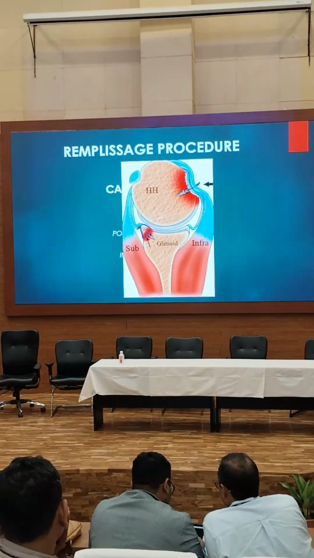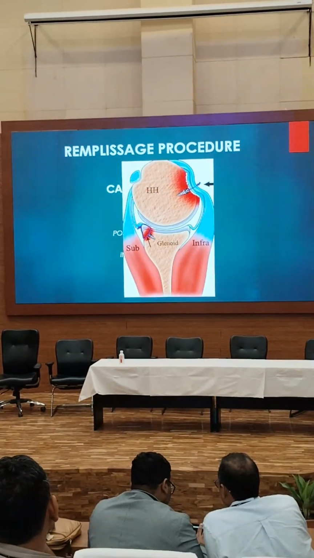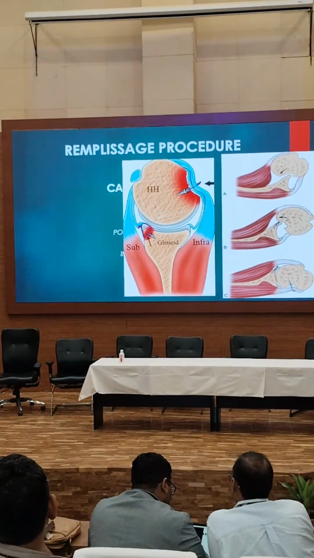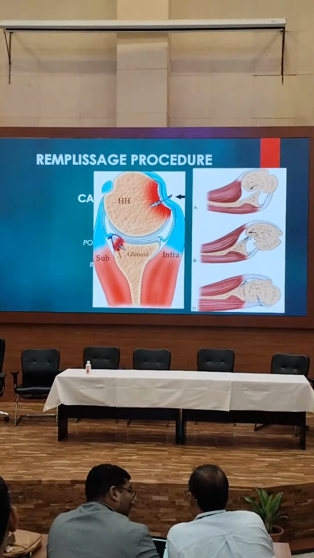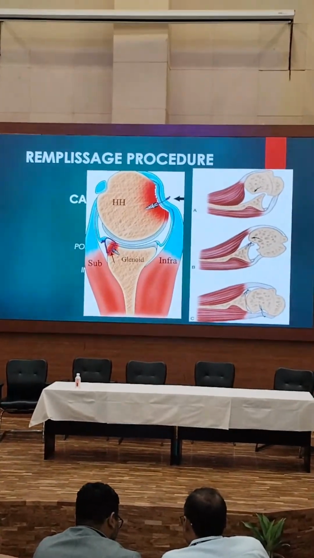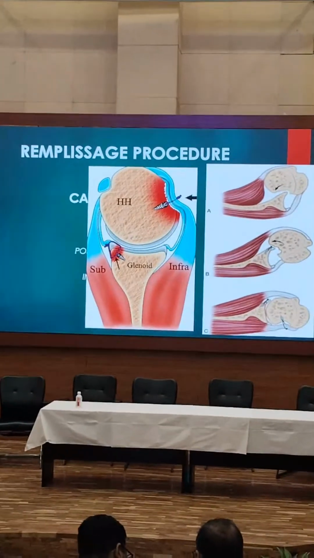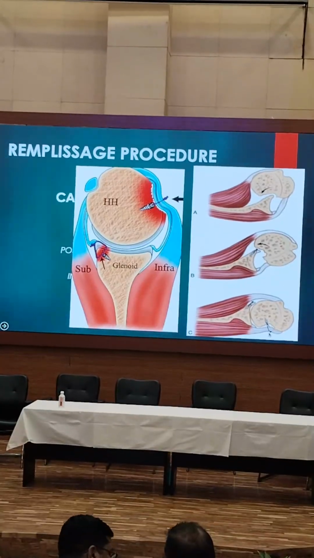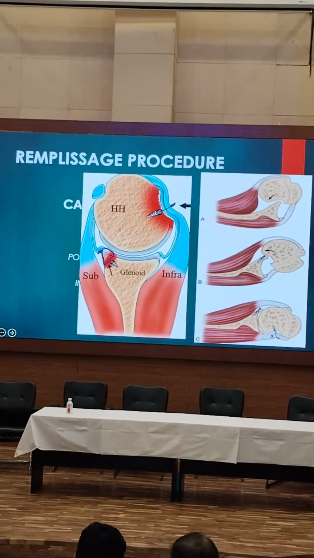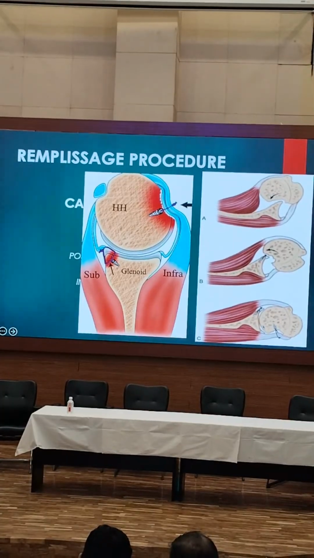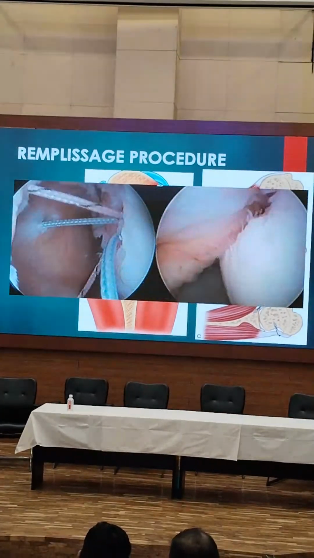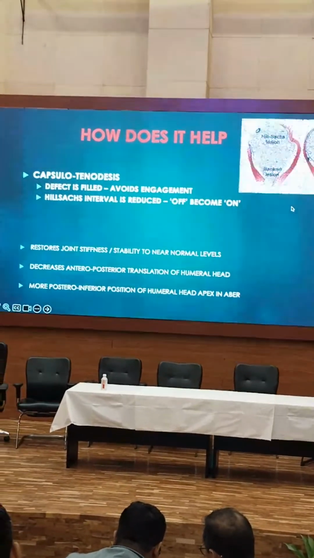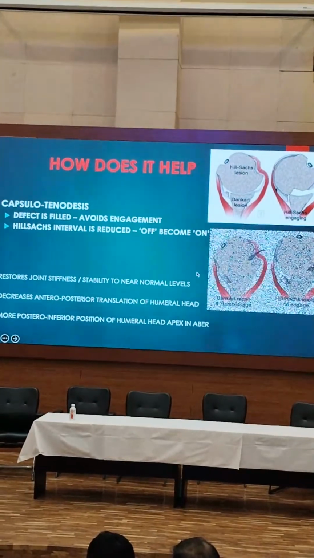This is how it looks when there is a defect in the humeral head, which can engage. On the right side, before the Remblissage procedure, the Hill-Sachs lesion is engaging on the anterior glenoid, and it gets levered and causes the dislocation. Once you fill the defect with this tissue, the tissue becomes extra-articular and it doesn't get engaged with the anterior glenoid. That is how it helps in preventing the dislocation.